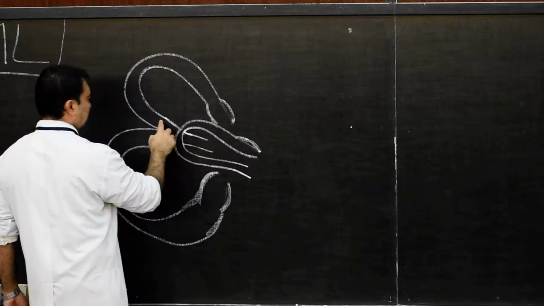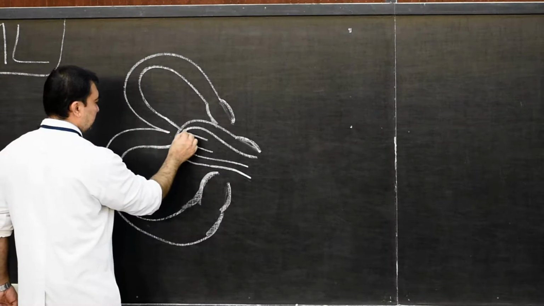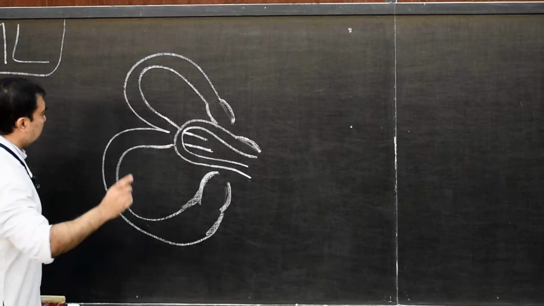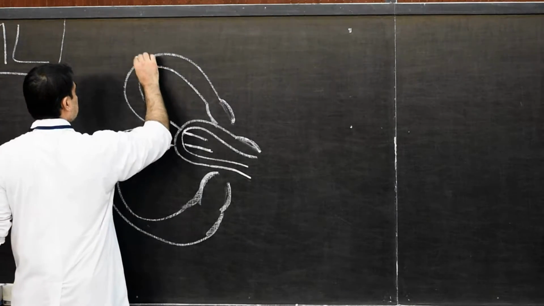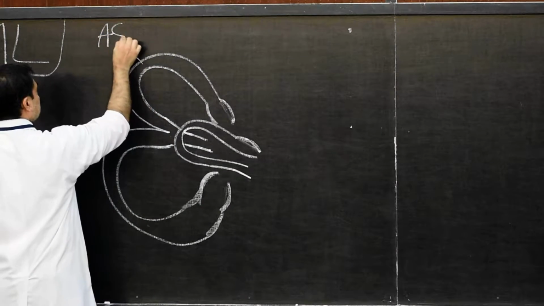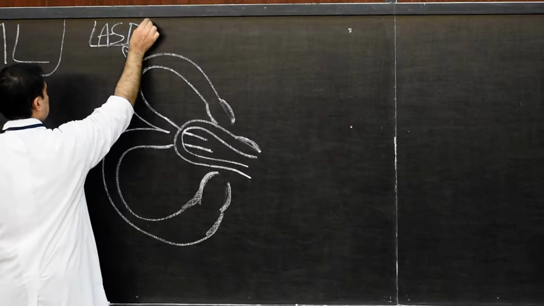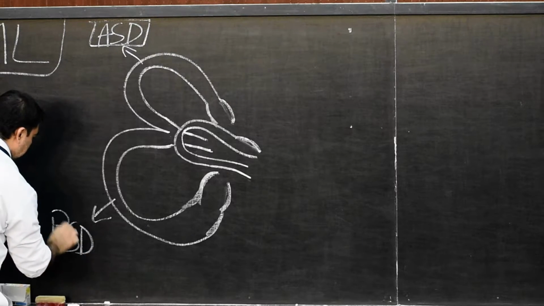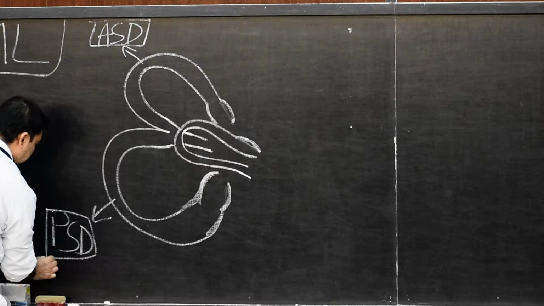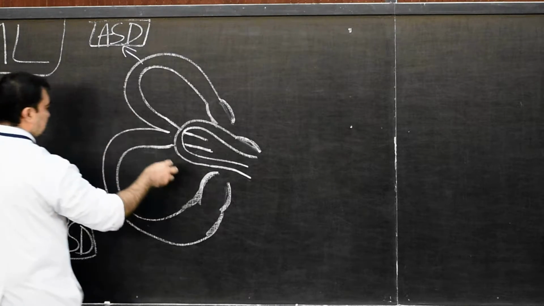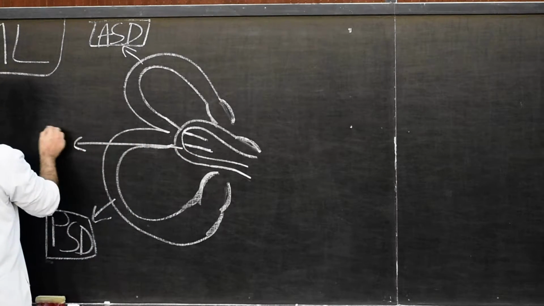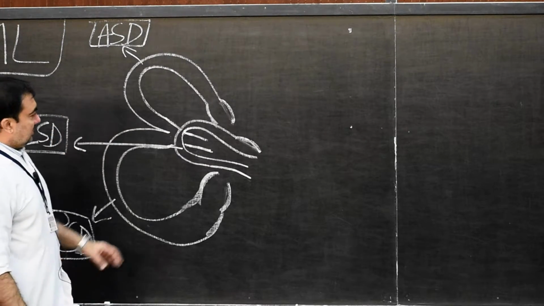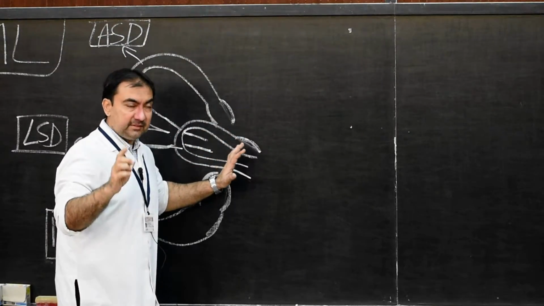This is the crus commune, that is the anterior and posterior combining together and opening as one duct. Therefore, now we should name this as anterior semicircular duct. Here we should give the name as posterior semicircular duct. Please note down that the anterior semicircular duct is also known as superior, and this one as lateral semicircular duct. These are membranous labyrinth. Please note down.